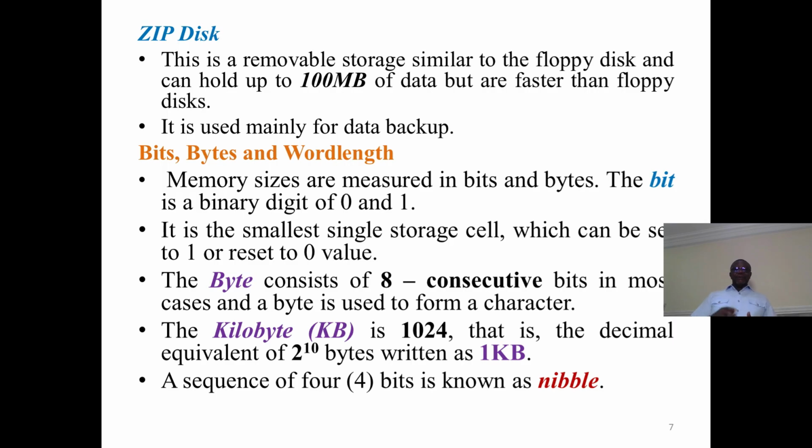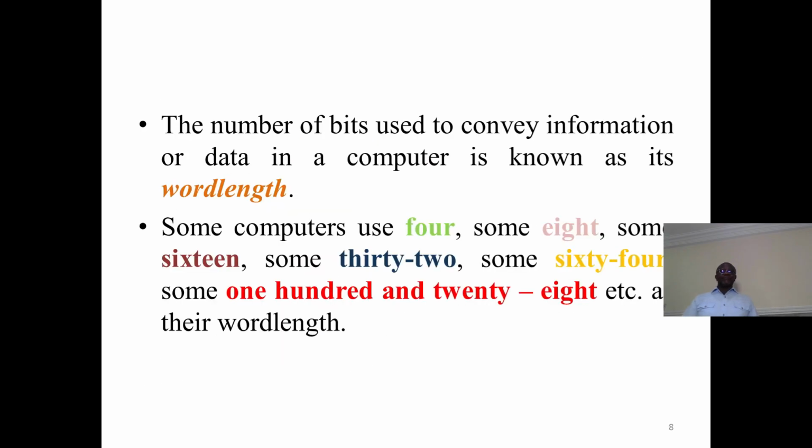Therefore, the kilobyte, represented as KB, is 1024 bytes. That is the decimal equivalent of 2 raised to power 10 bytes, written as 1 KB. A sequence of 4 bits is known as a nibble.